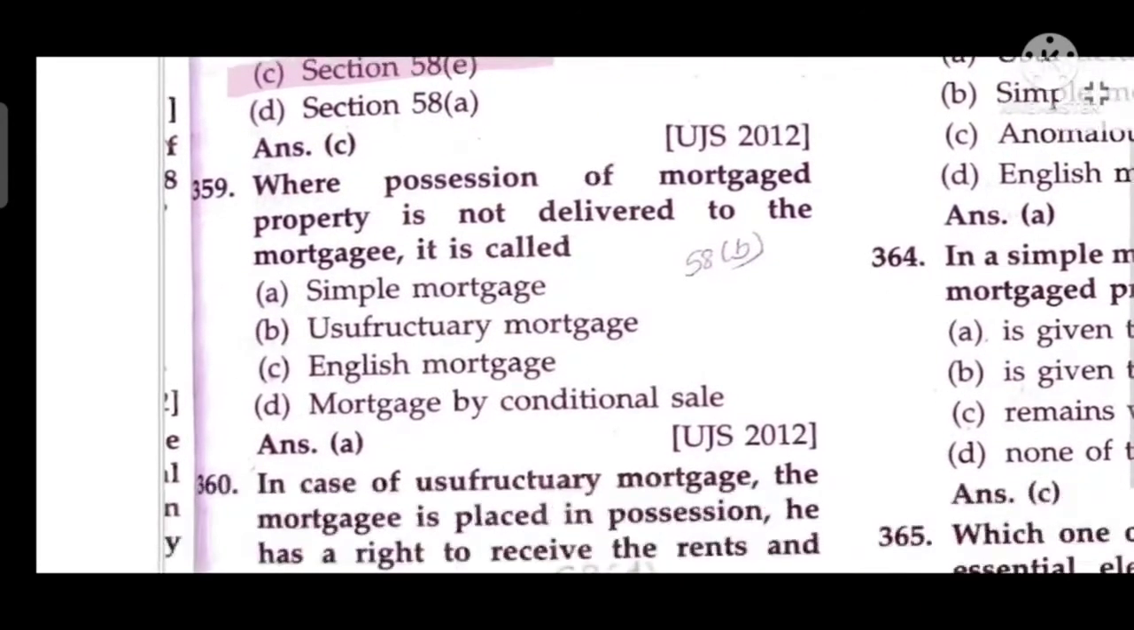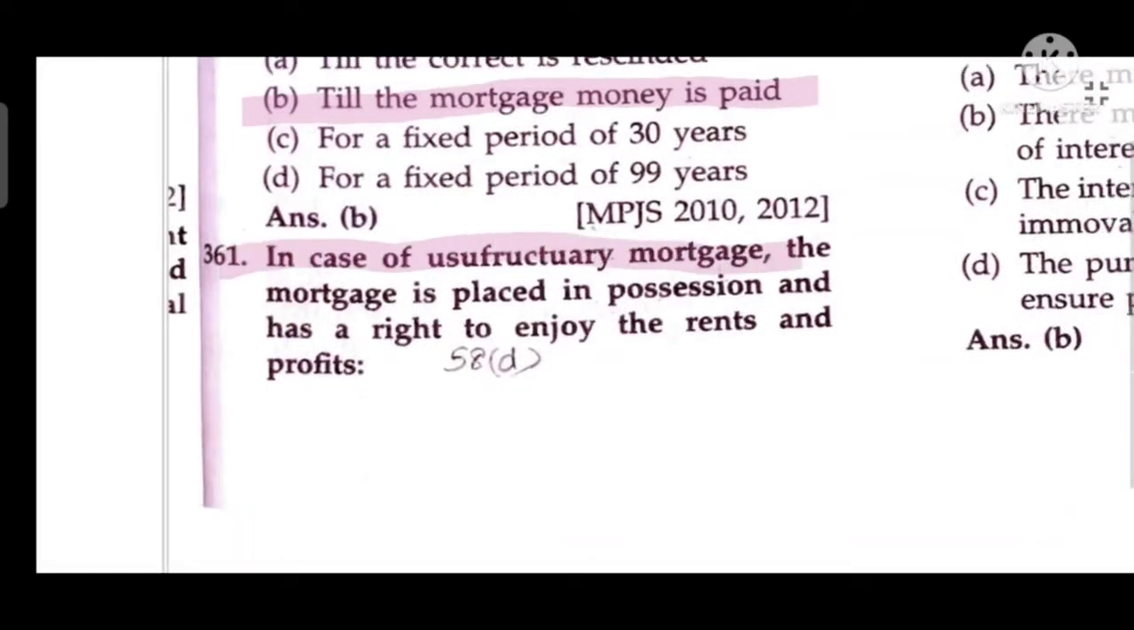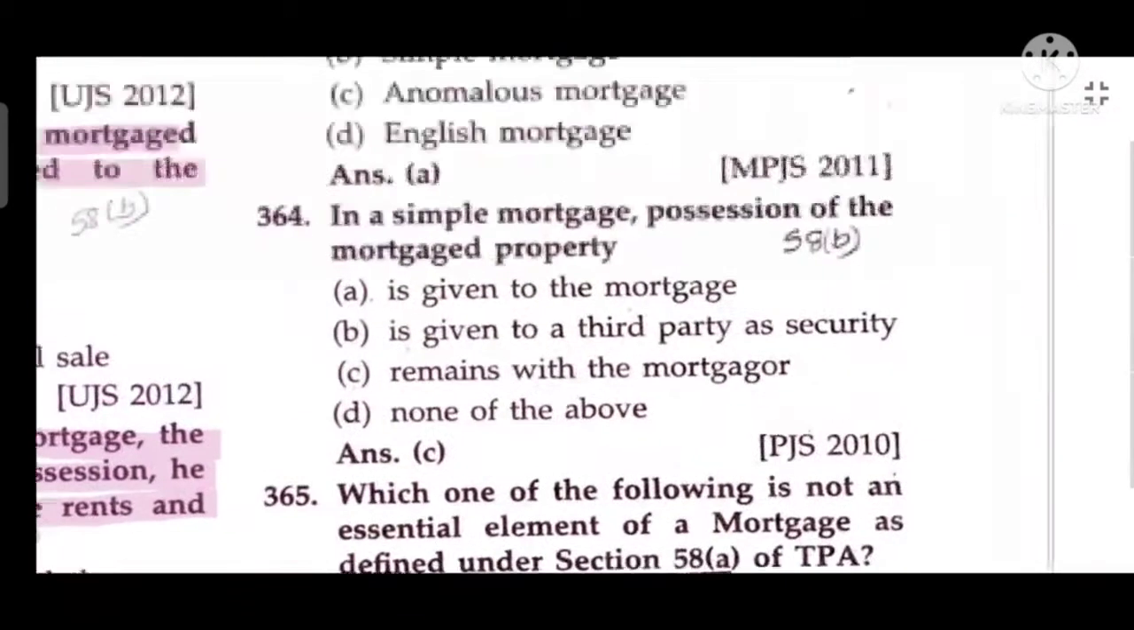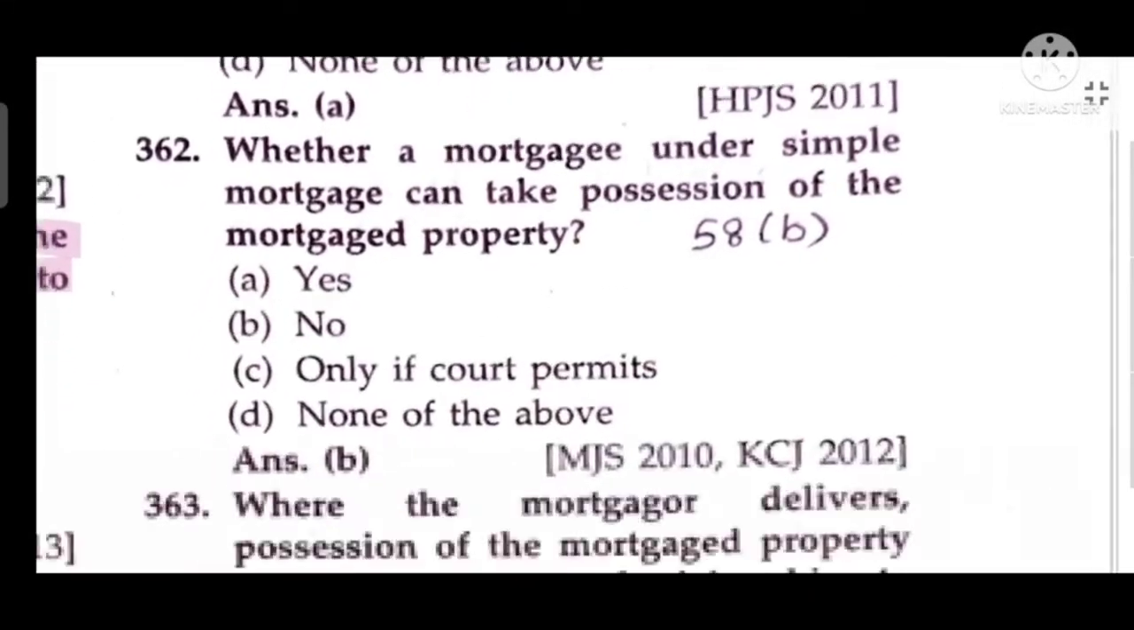Section 58E. Where possession of mortgaged property is not delivered to the mortgagee, it is called simple mortgage. In case of usufructuary mortgage, the mortgagee is placed in possession. He has a right to receive the rent and other profits till the mortgage money is paid. In the case of usufructuary mortgage, the mortgagee is placed in the possession and has a right to enjoy the rent and profits until the debt is paid.